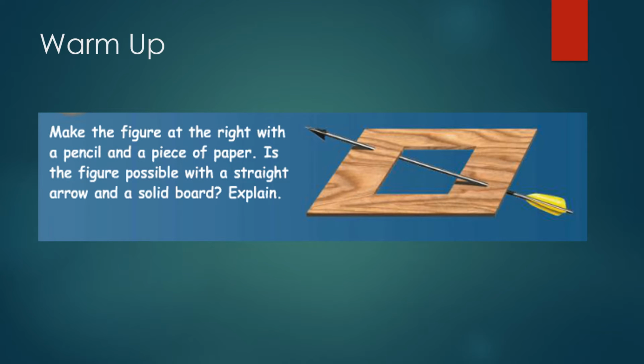Here we have a warm-up problem, just trying to wake up our brains before we get started. So it's telling us to make this figure using a pencil and a piece of paper, but let's just think of it more hypothetically. They're asking, is this figure possible if the arrow is straight and we're using a solid board of wood? And looking at it, it looks like it should be doable, but I would argue that it's not for this very reason.